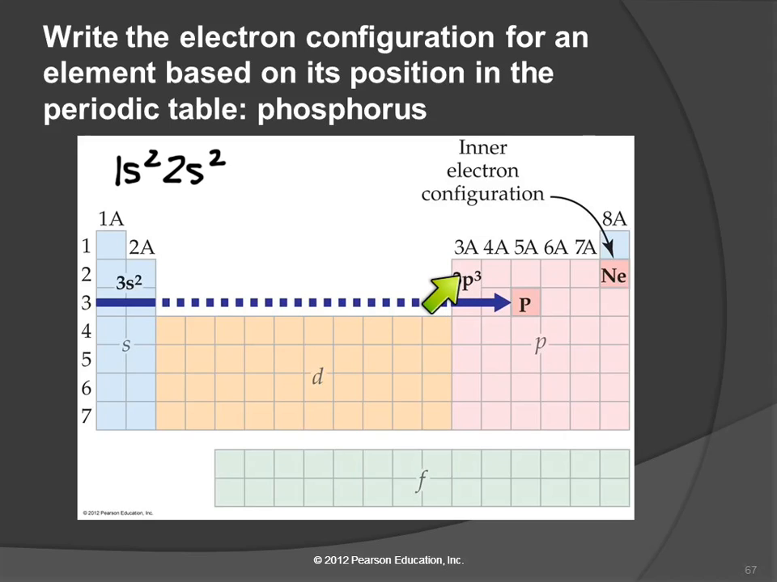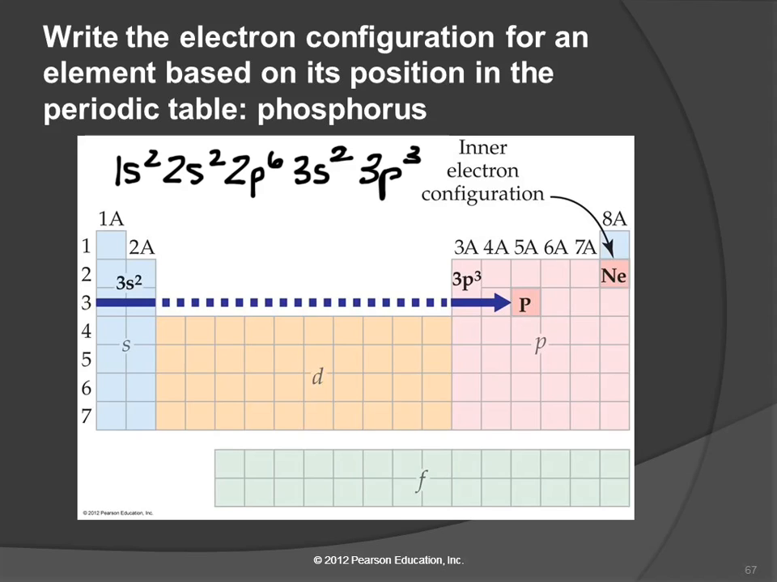And then over here we have p all the way here to 6. This is 2p6. That 3 is talking about this row down here. And then we come to this part over here. That's 3s2. And we go over here. This is 3p. 1, 2, 3. 3p3. And that's the electron configuration for phosphorus.